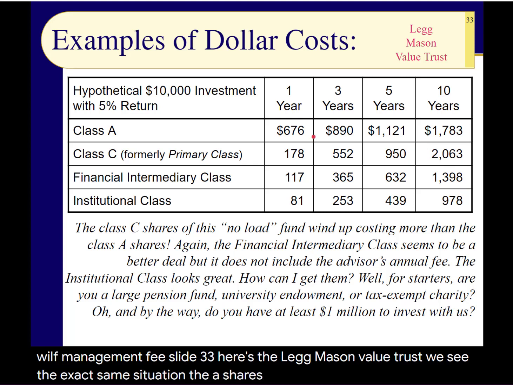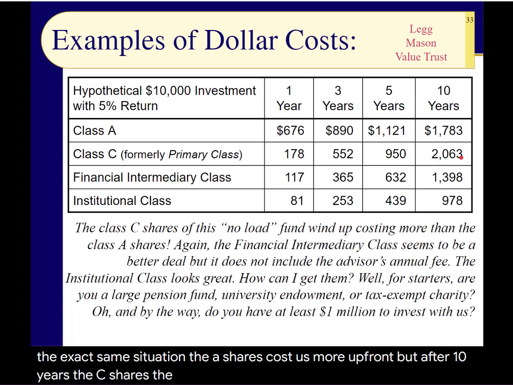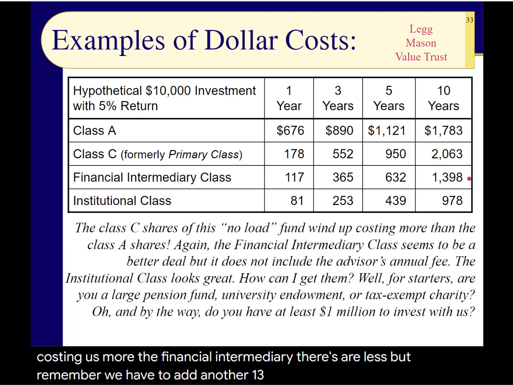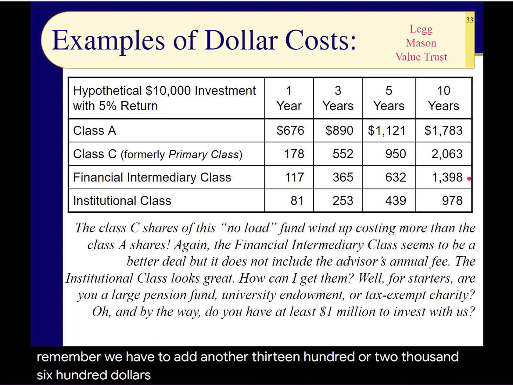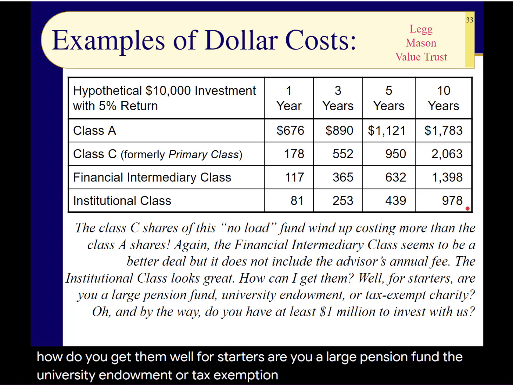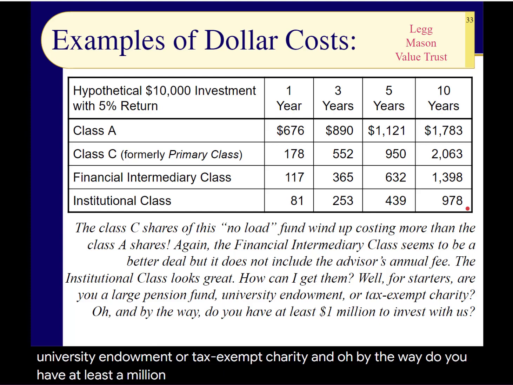The A shares cost us more upfront, but after 10 years, the C shares, the primary class as they used to be called, wind up costing us more. The financial intermediary shares are less, but remember we have to add another $1,300 or $2,600. And then the institutional look like the best deal, but how do you get them? Well, for starters, are you a large pension fund, a university endowment, or a tax-exempt charity? And oh, by the way, do you have at least $1 million to invest with us?